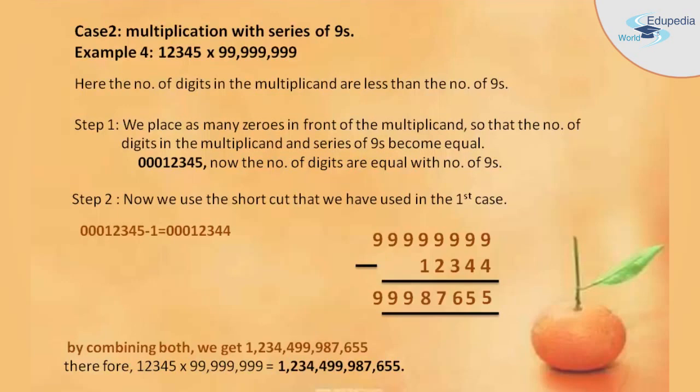So this is the way we can use case number 2 shortcut to get the product when we are multiplying a number with a series of 9s. I hope you have understood how to use this case number 2 shortcut. Now let us look at one more example regarding this case number 2 shortcut.